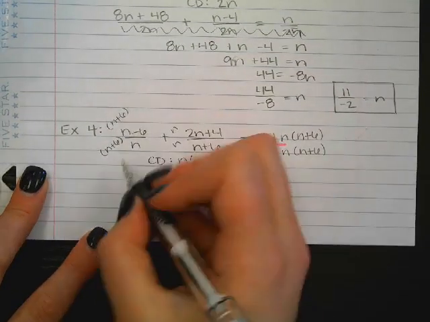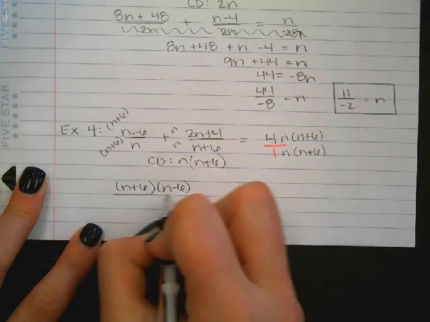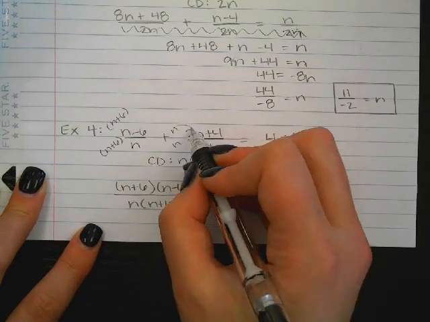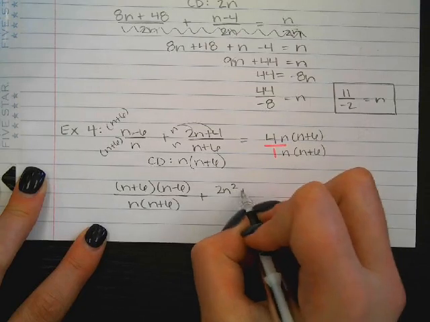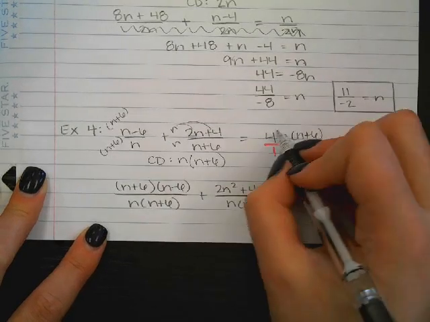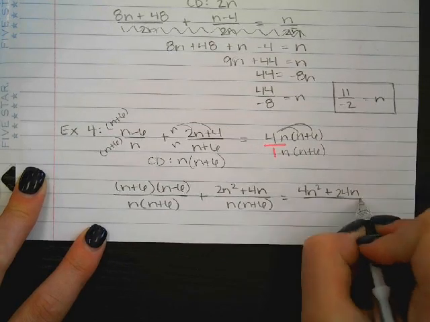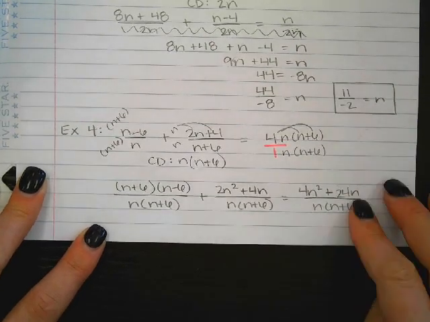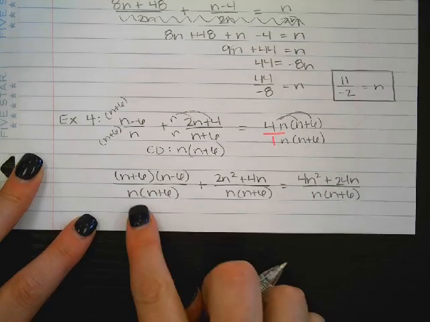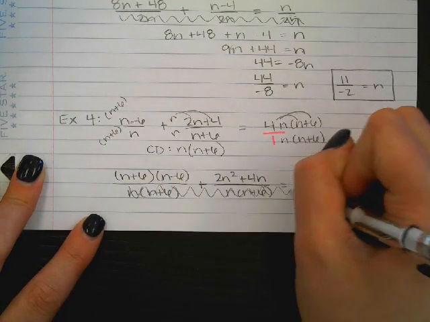Okay, so I have n plus 6 and minus 6 over n times n plus 6. I'll go ahead and multiply this. 2n squared plus 4n and 4n squared plus 24n. So you can see this example is going to be a little bit more difficult than the one we just did. But again, I have my common denominator, and so I can go ahead and get rid of it.